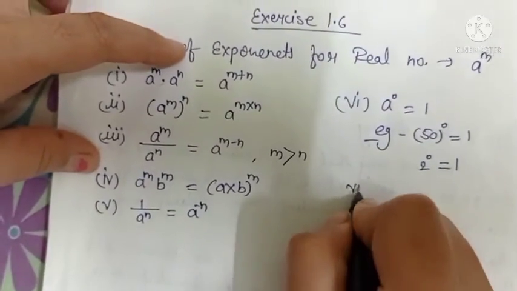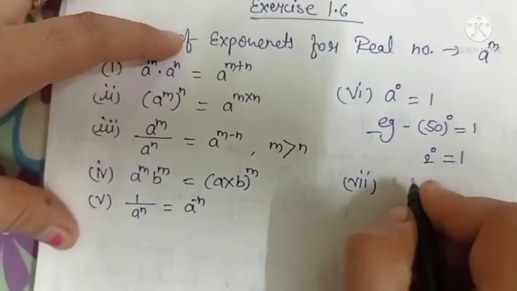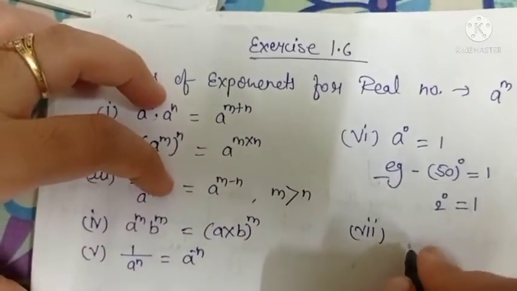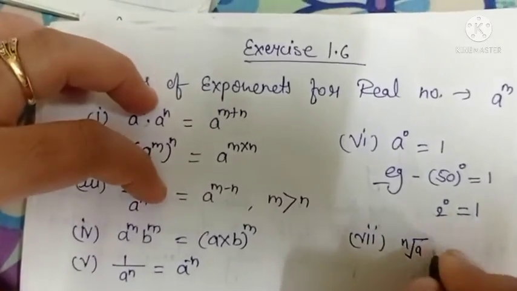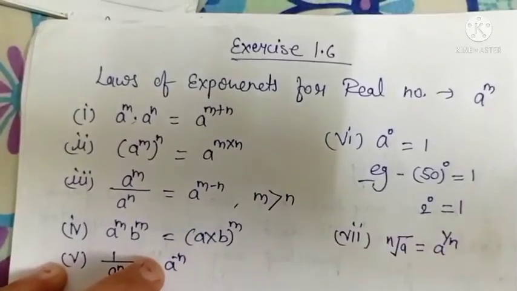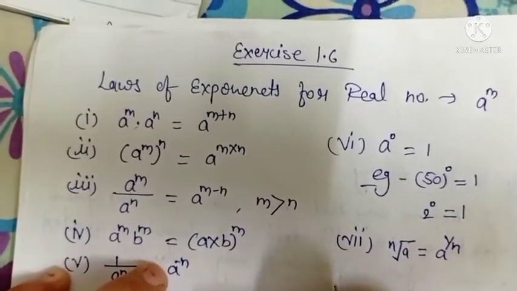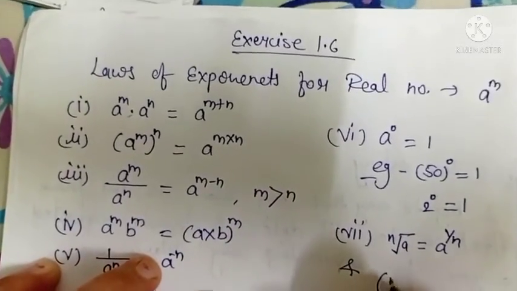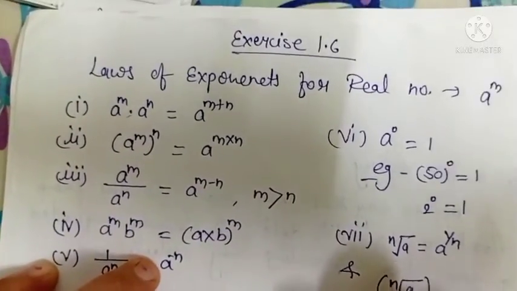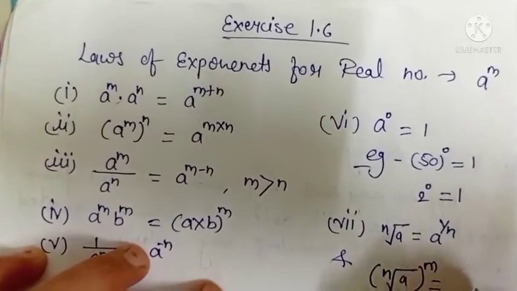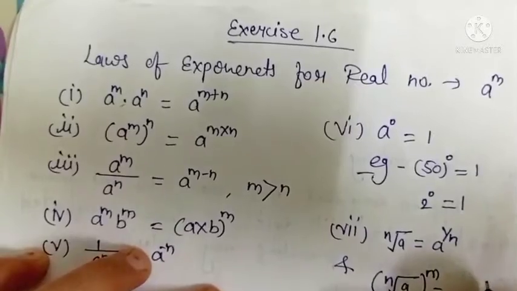And 7th is nth root of a. It means we can write it a to power 1 upon n. And another is nth root of a to power m, then a to m upon n.